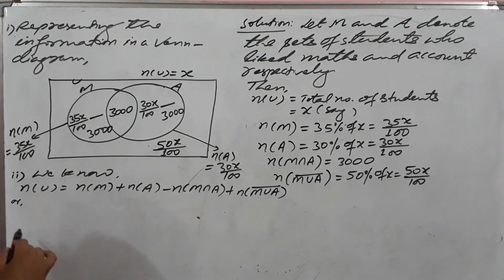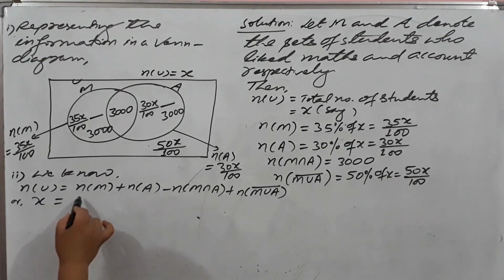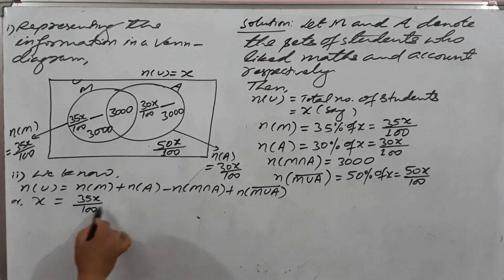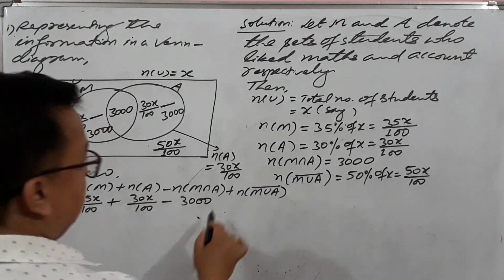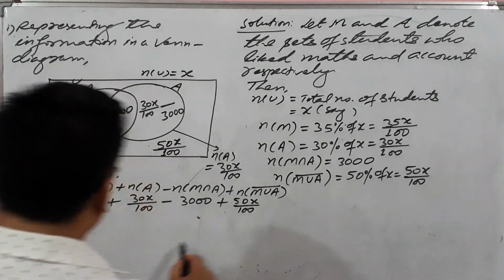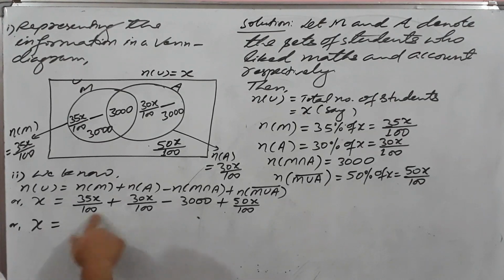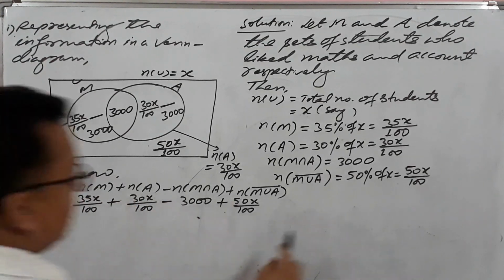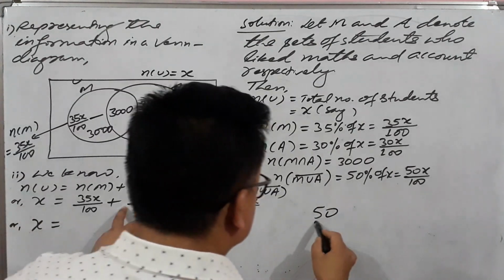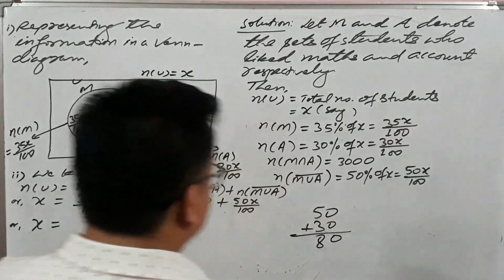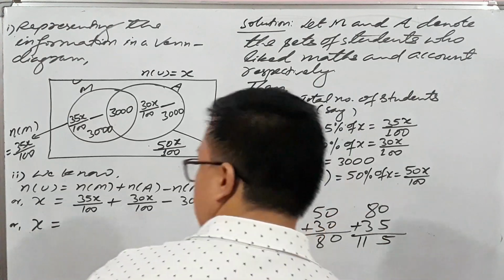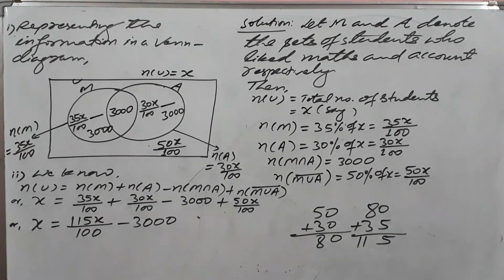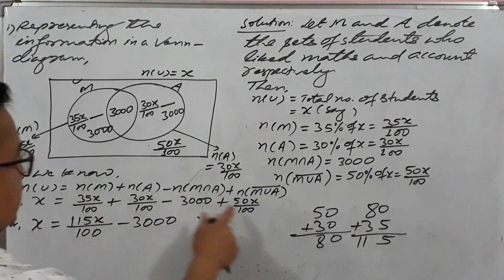So let's substitute the values. n of U, X, equals 35x upon 100 plus 30x over 100 minus 3000 plus 50x over 100. So simple. You know the base is 100, 100, 100. So plus this plus this plus this, right? Simply, 50 plus 30 is 80, and 80 plus 35 is 115, or use a calculator. So X equals 115 over 100 X, this plus this plus this. Very simple, okay, right?